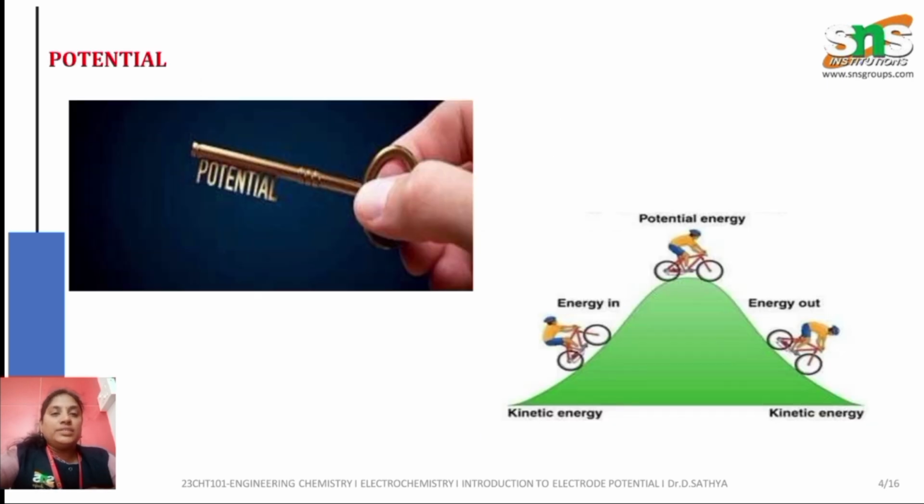Now we discuss the potential. In this diagram, a person goes up a hill. The kinetic energy is high at the starting line, and going up the hill the potential energy slightly increases. At the top of the hill, the potential energy is high, and going down the other side, the potential energy becomes less and the kinetic energy becomes high. So this is the diagram. What is the difference between kinetic energy and potential energy?